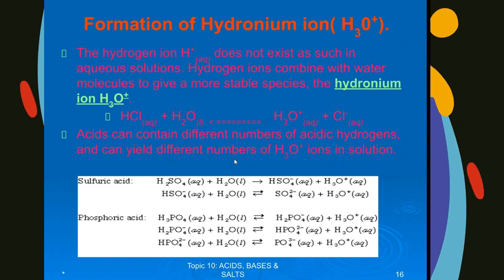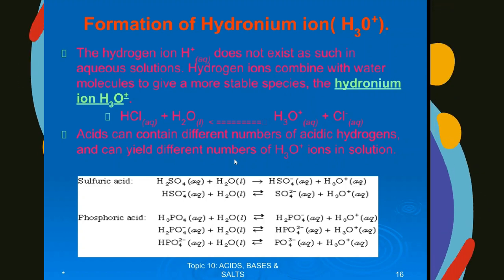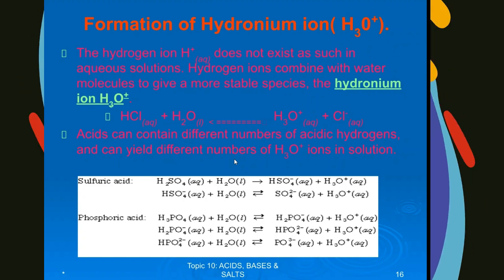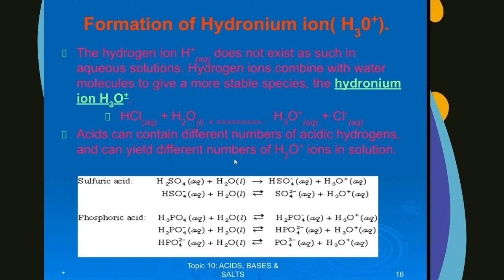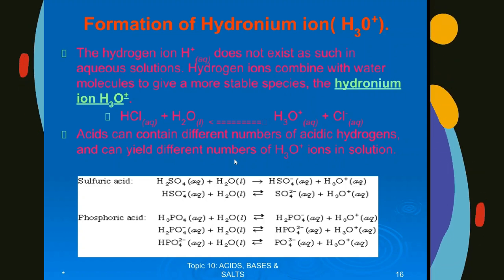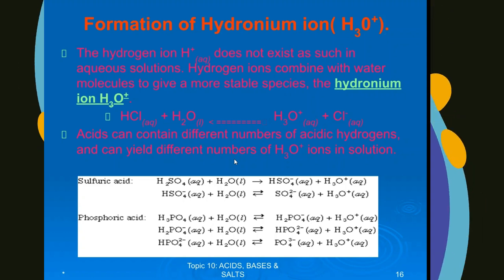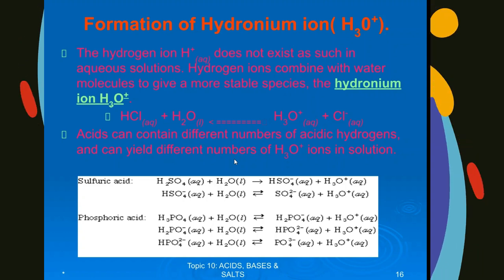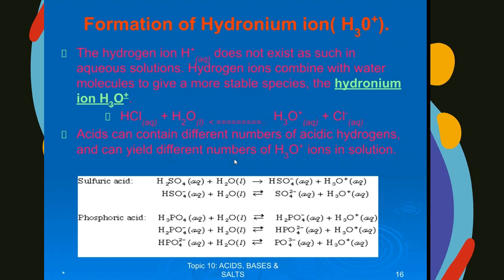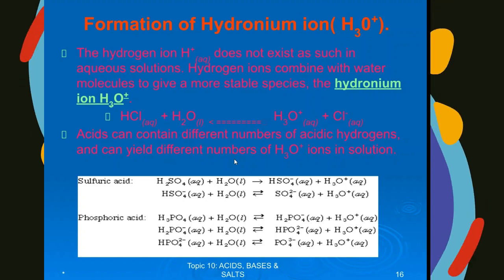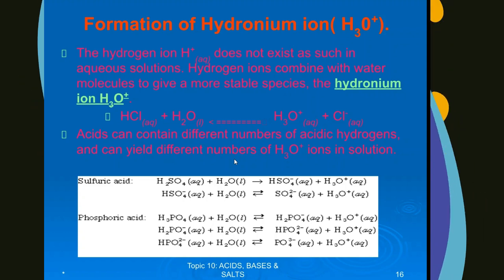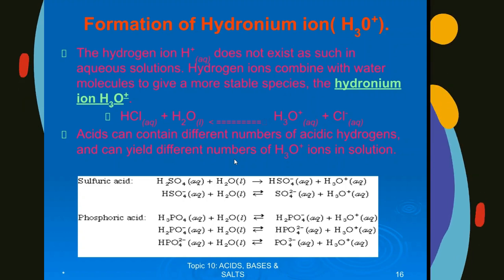Okay, the first one. Now, whatever we are getting, the HSO4 minus aqueous, again reacts with the water and gives rise to SO4 minus 2 aqueous ions plus H3O plus aqueous ion, that is hydronium ion, and this reaction is reversible. Now, all these reactions are reversible. They are giving the stable hydronium ion.